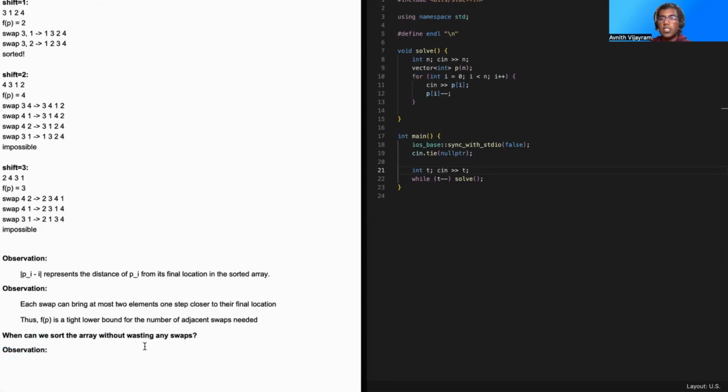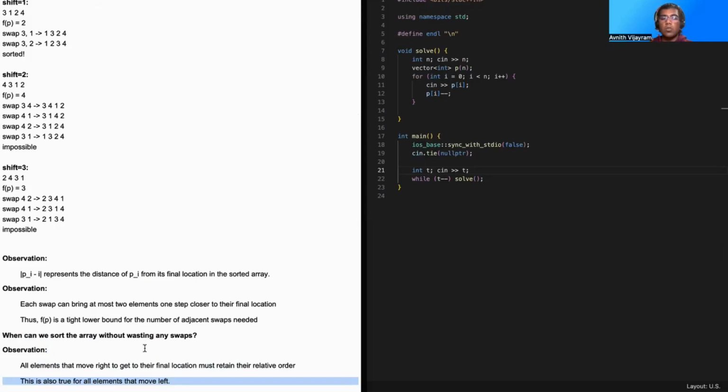So we can come up with some conditions for this. The first condition we can think of is that the set of elements that are moving right to get to their final locations, so the set of elements which are currently to the left of their final locations, have to retain their relative order. One of these elements can't overtake the other one, because if that occurs, the element that is overtaken is wasting a swap moving backwards. And because we can't waste swaps, that means the permutation is not good. So all elements that are moving right must already be in the correct relative order. And this also applies for all elements which are moving to the left.